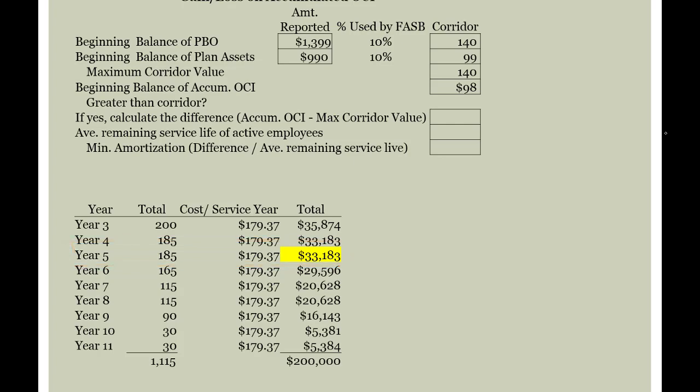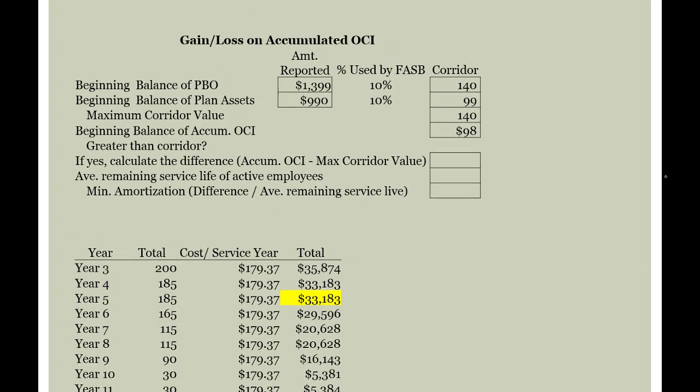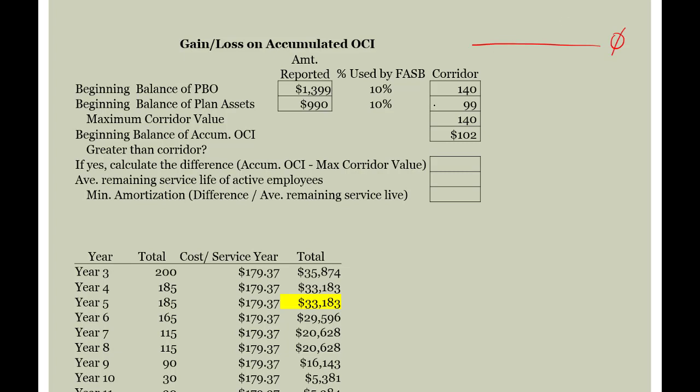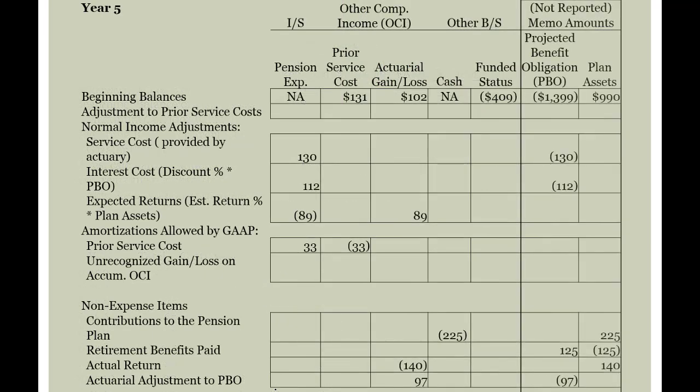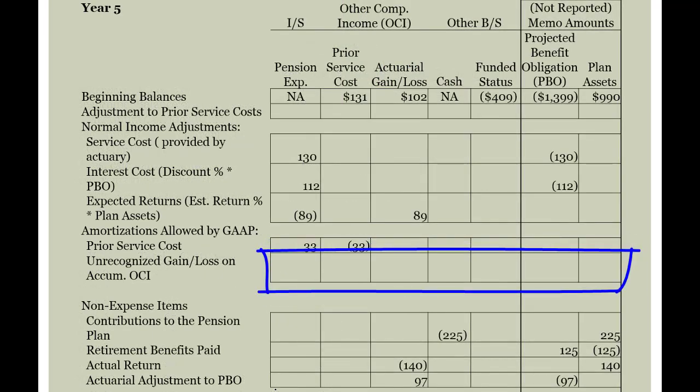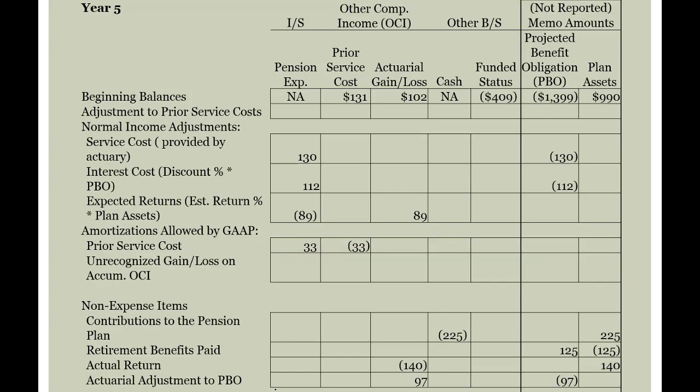While we're on this PowerPoint slide, let's just take a look at the corridor. There's 0. And our PBO is still the bigger piece. So we're at 140 at the top, negative 140 at the bottom, and we have a balance of 102. So we're okay. We don't need to do any corridor smoothing this time around. So that adjustment is simply 0. And if we look at our pension worksheet, there's nothing in that row because we don't need to make any kind of an adjustment.